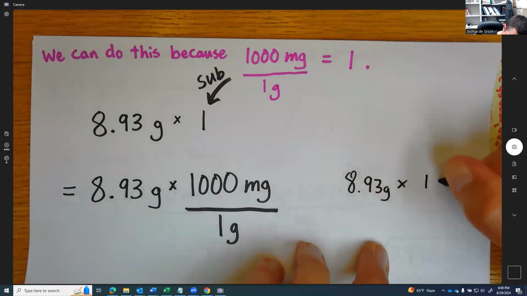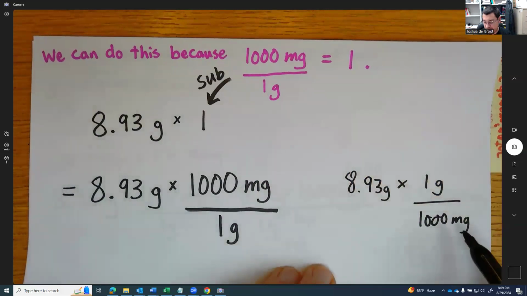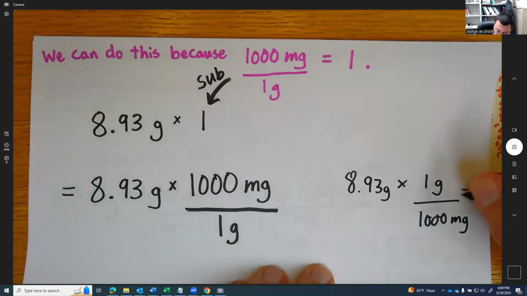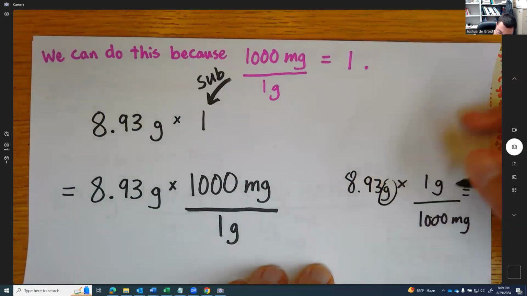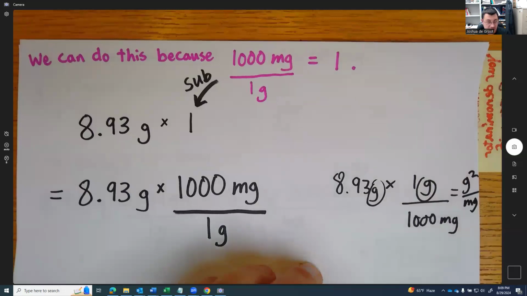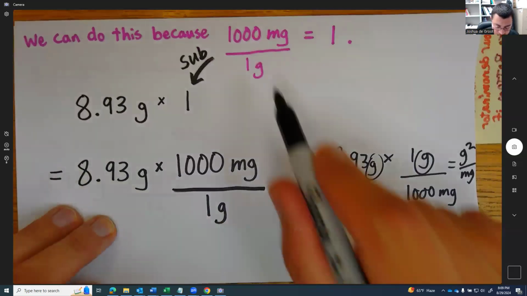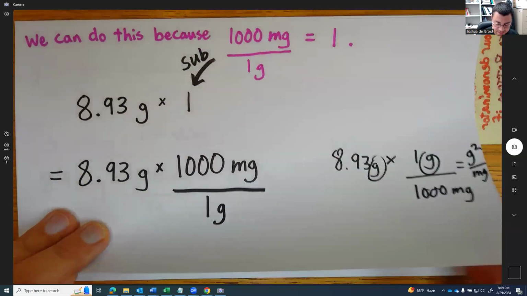What if we had chosen the other one? Okay, we had chosen the other one. As we do the math, we would have a strange set of units. We would have units of grams squared over milligrams, which I cannot make any sense out of. That doesn't make sense. All right. So that's why we want this conversion factor.